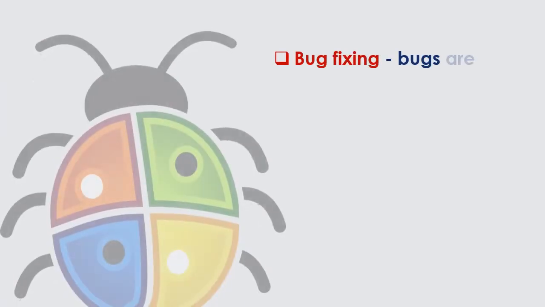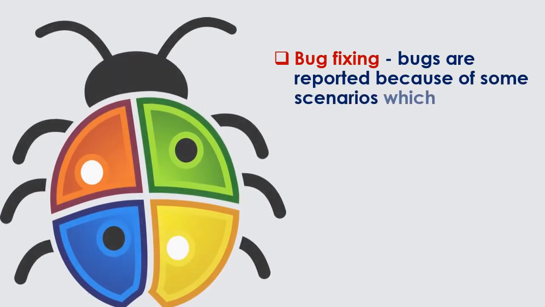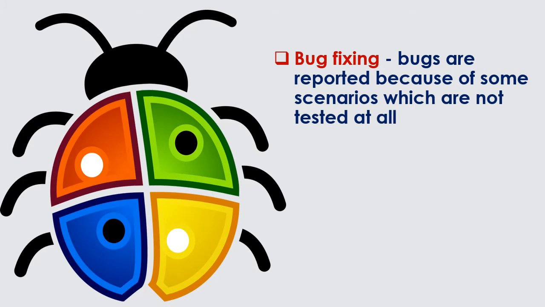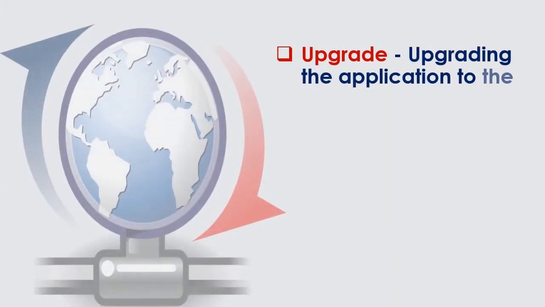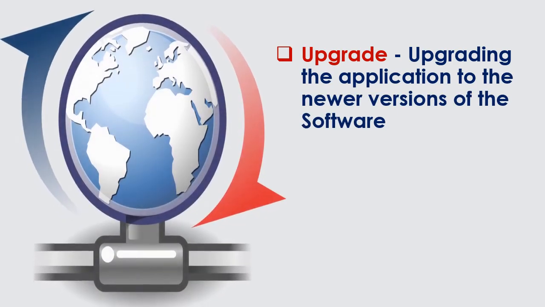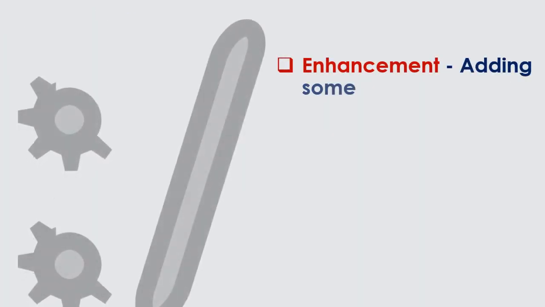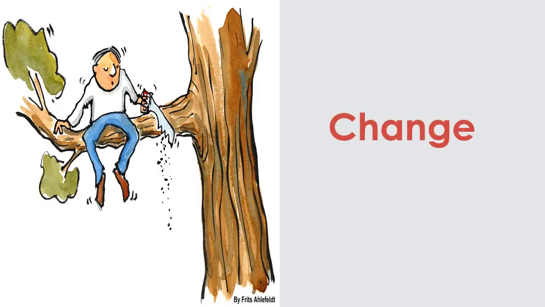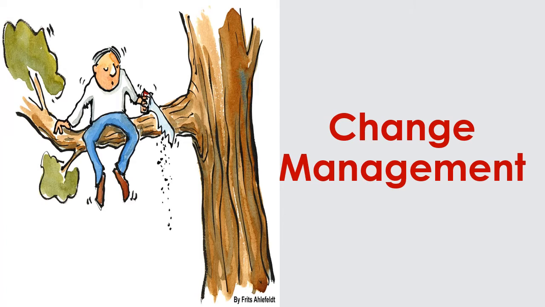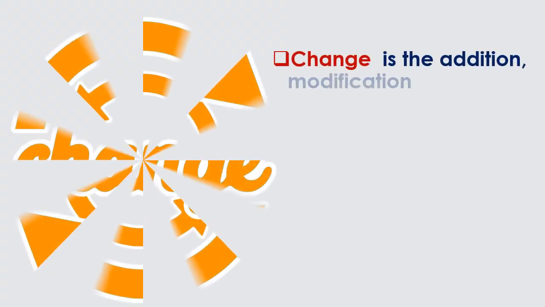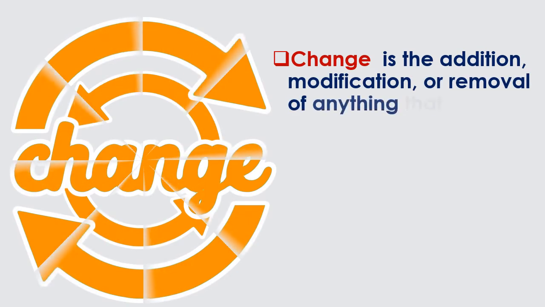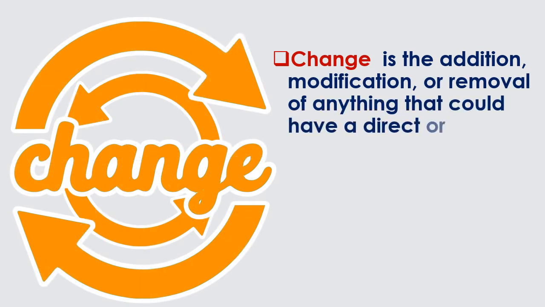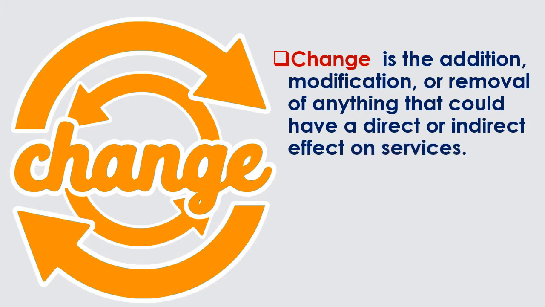Bug fixing. Bugs are reported because of some scenarios which are not tested at all. Enhancement. Adding some new features into the existing software. Change management. Change is the addition, modification, or removal of anything that could have a direct or indirect effect on services.